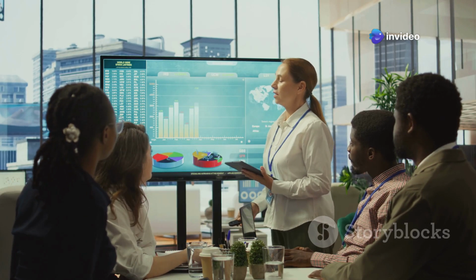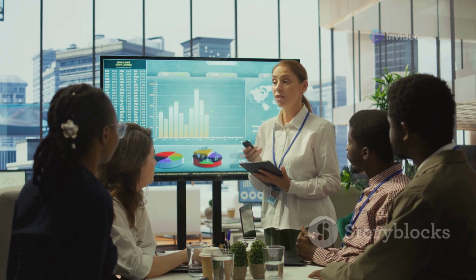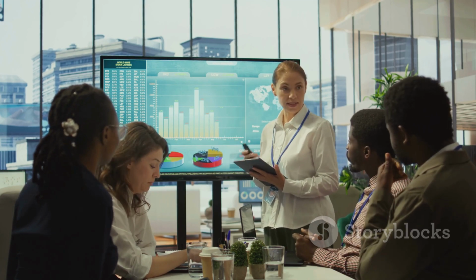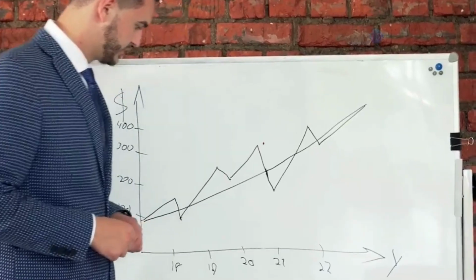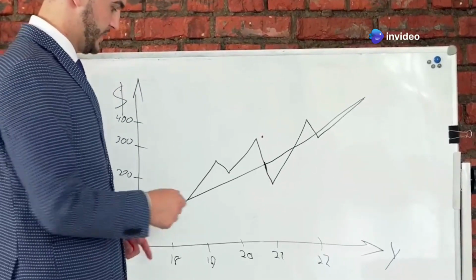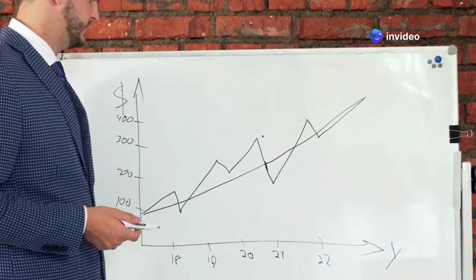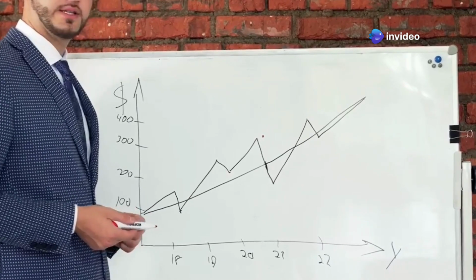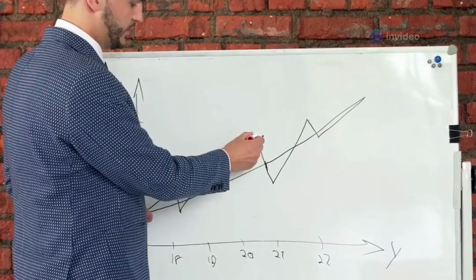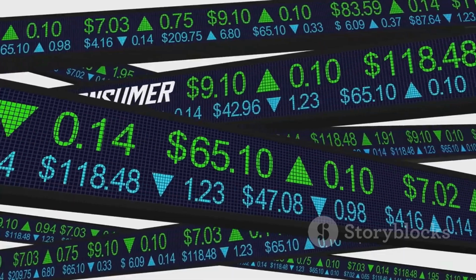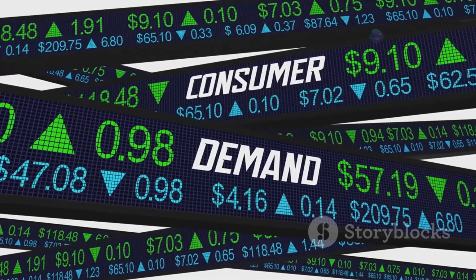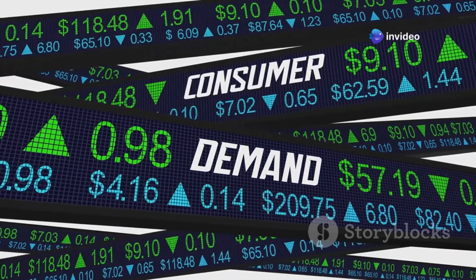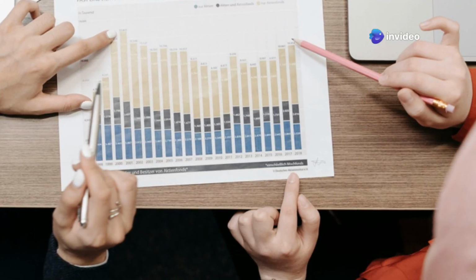Now that we have a solid understanding of demand and supply separately, let's explore how these two forces interact in the market. The interplay between demand and supply determines the market equilibrium, which is the point where the quantity demanded by consumers equals the quantity supplied by producers. This equilibrium point is also where we find the market price, the price at which goods and services are bought and sold. Imagine a graph with two lines.